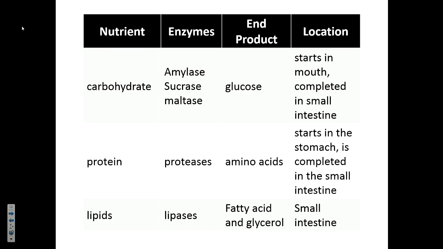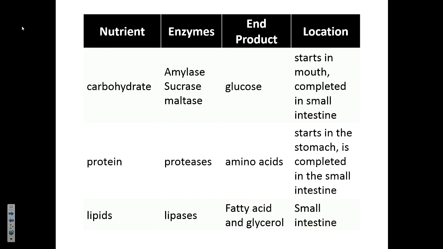Carbohydrates are being digested by amylase in the mouth. They're also being digested by sucrase and maltase. All of those are enzymes. It's easy to remember enzymes because they end in ASE. That's just one way to see that if you saw it on a test out of context. Your end product when you break the carbs down is glucose. And essentially, this digestion happens completely in the small intestine, starting in the mouth with amylase and then ending in the small intestine.